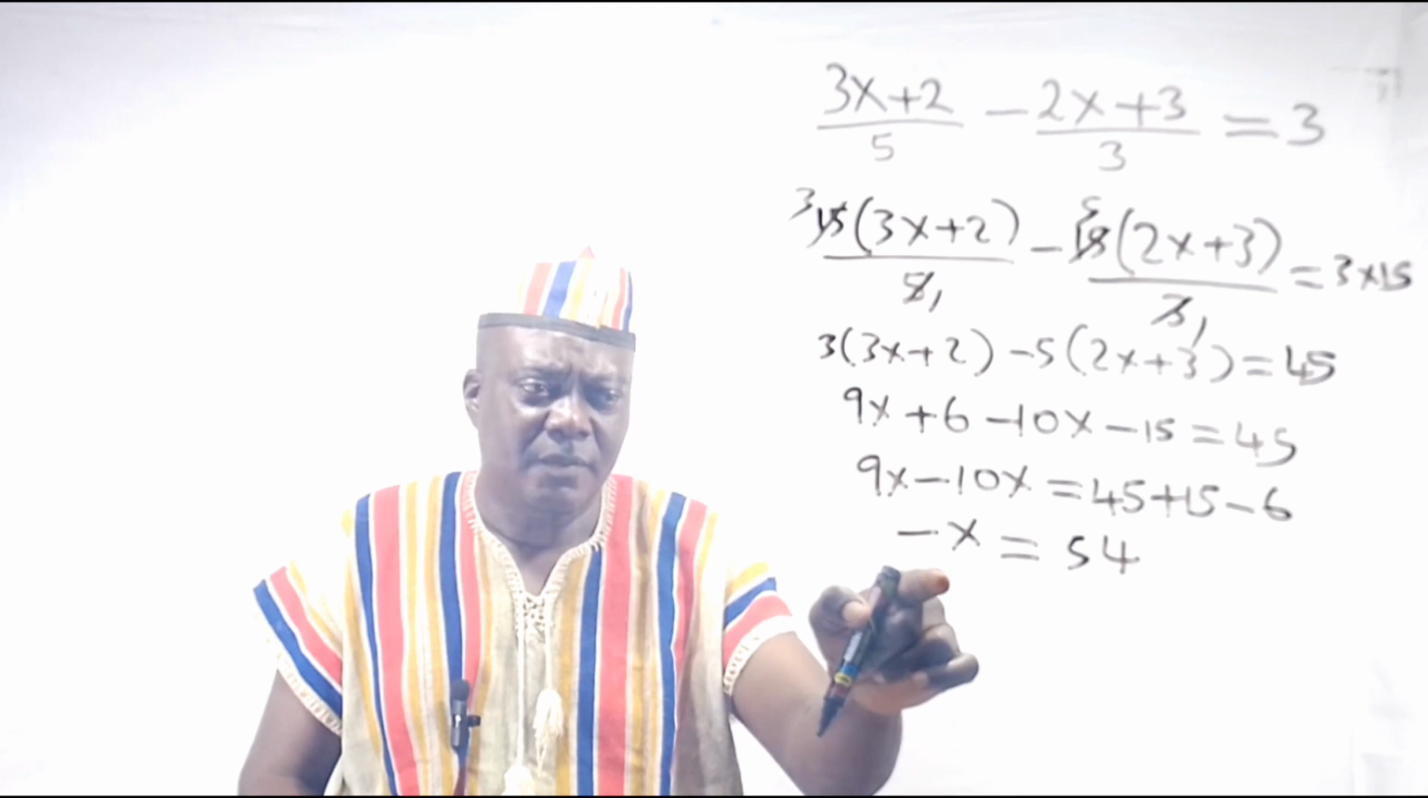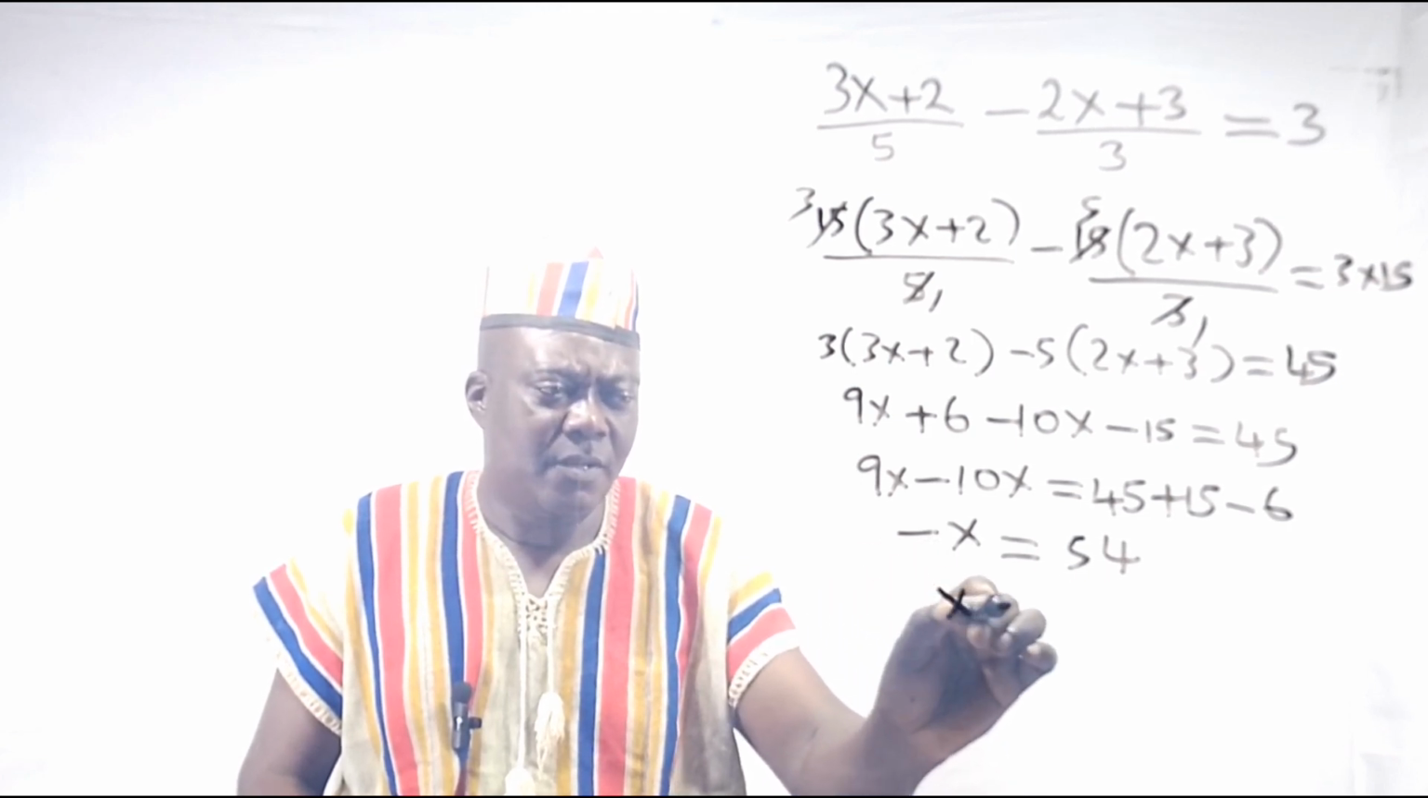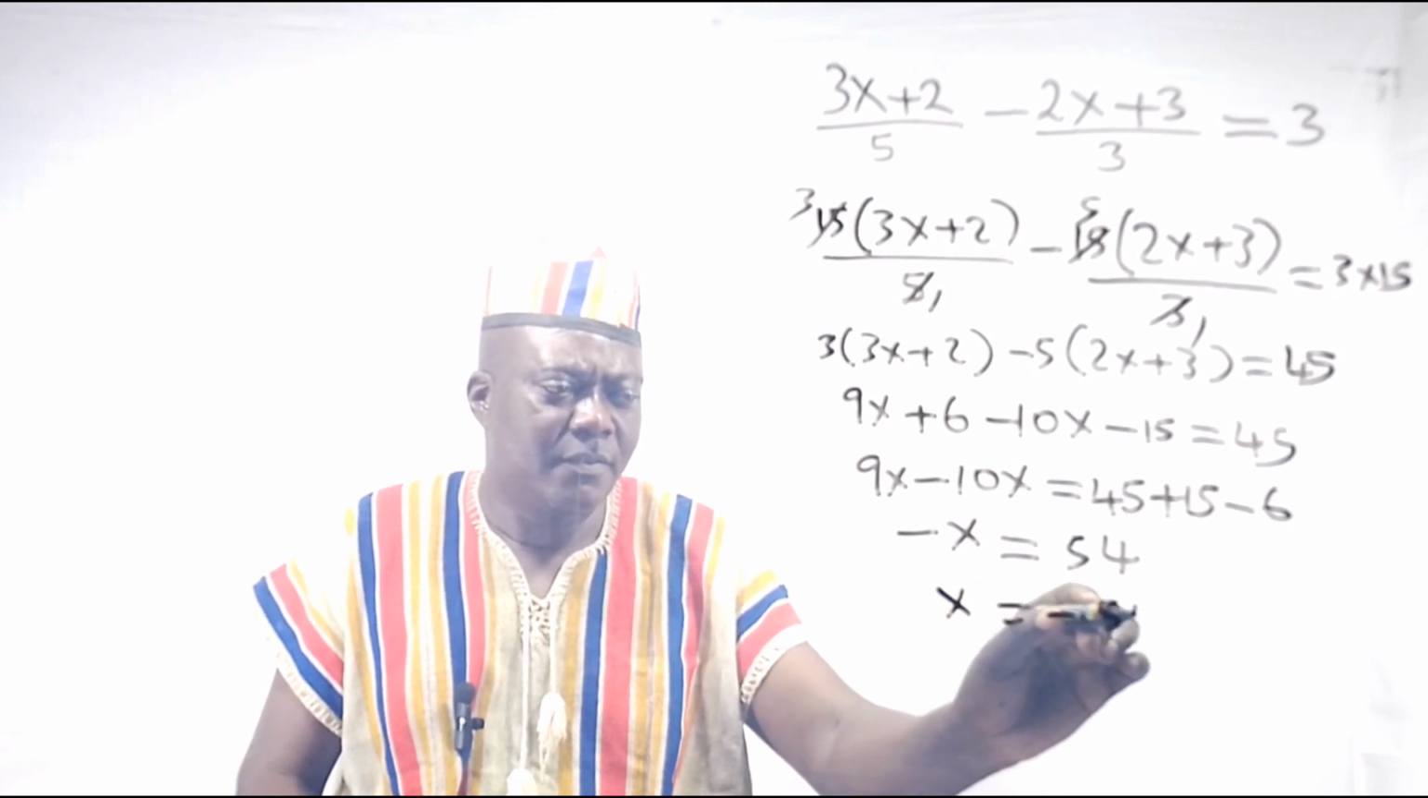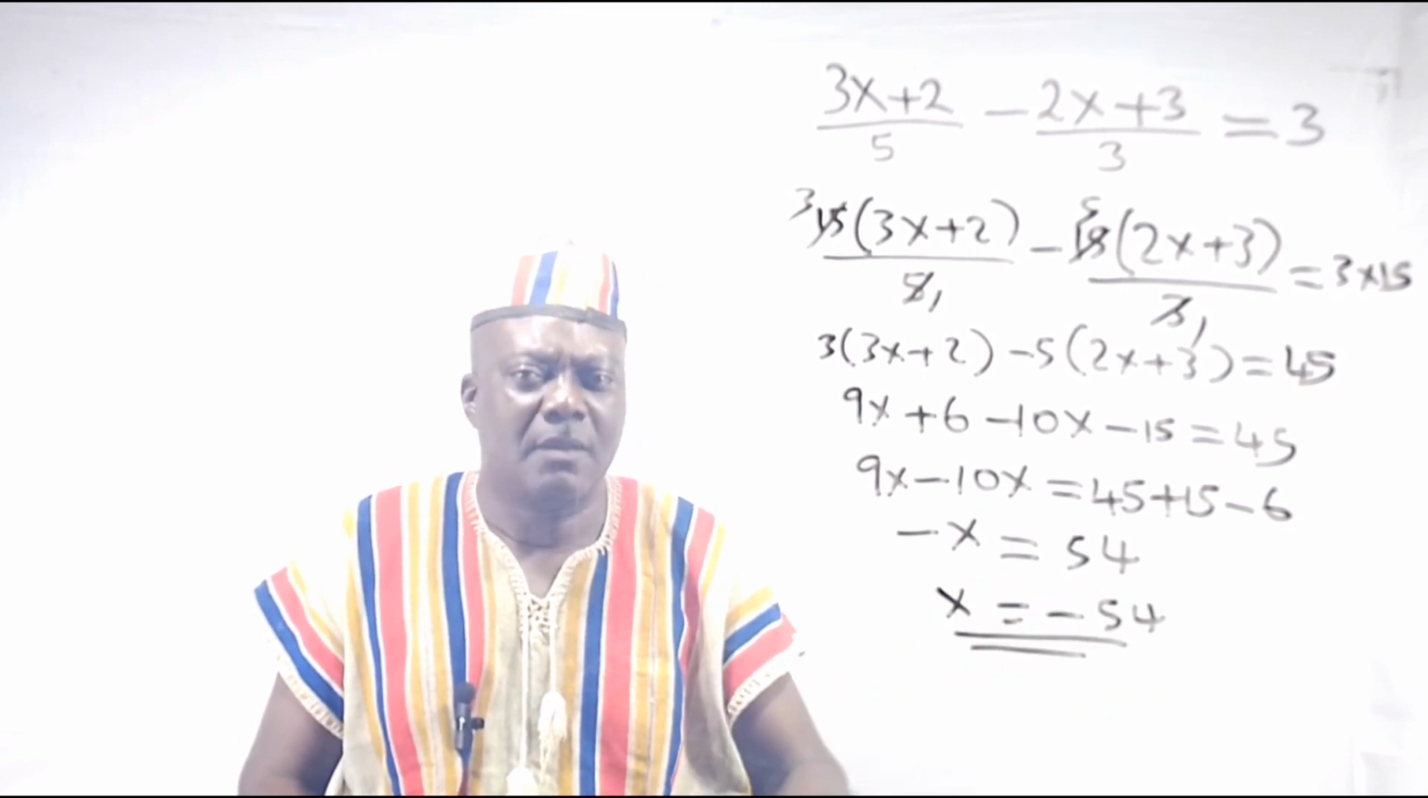So you are looking for x. You divide both sides by minus 1. So x now equals minus 54. That is final.